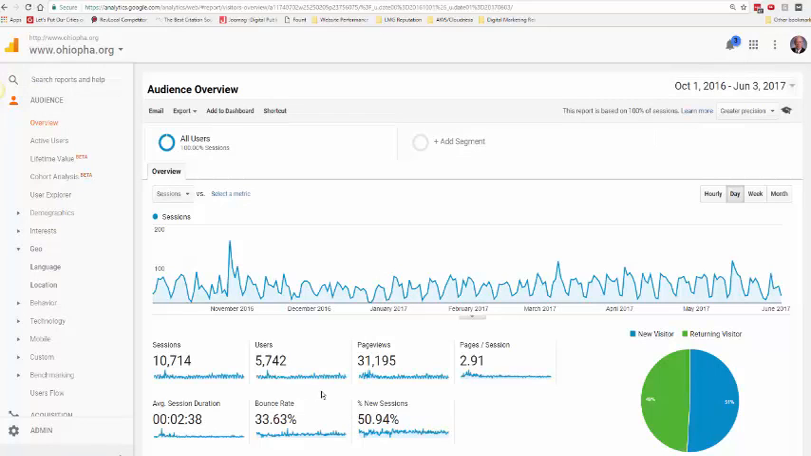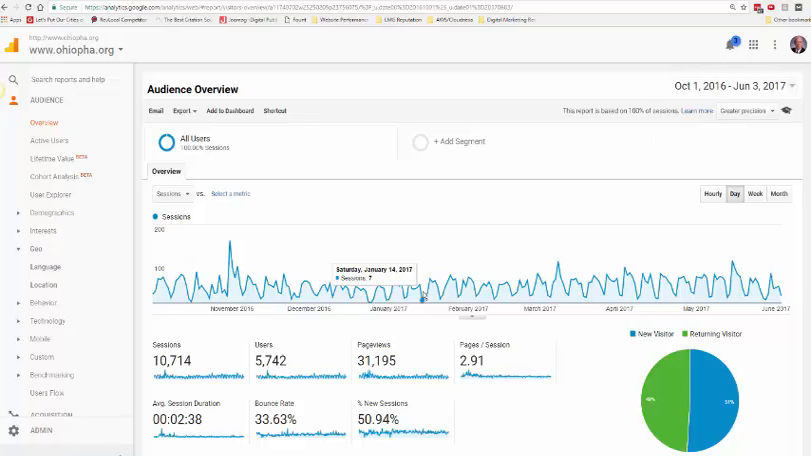I picked October 1st through June 3rd as a starting point, and as you'll notice here in this bar chart, there's some erratic activity in the first 6 weeks or so, and that's to be expected with the new site launch. So if you really want to get to even data, I would suggest that you look at January 1st forward. But for sake of giving you guys a big picture, I'm looking at the entire October through June 3rd period.